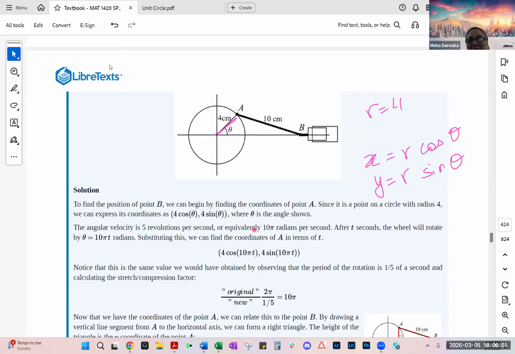One revolution is 2 pi. Very good. Zadek, since you are back, are you able to hear me now? Yeah, wonderful. Very nice, Logan.